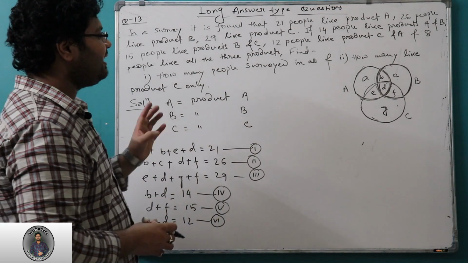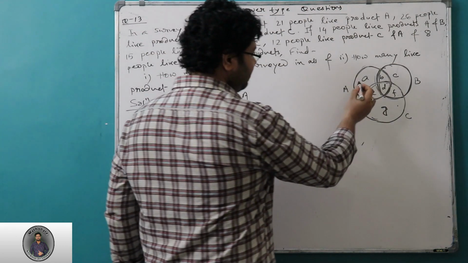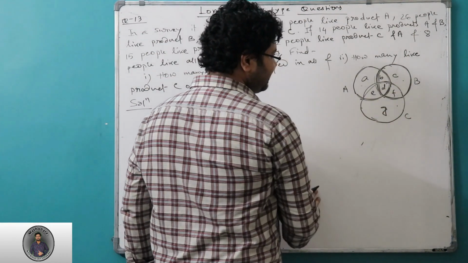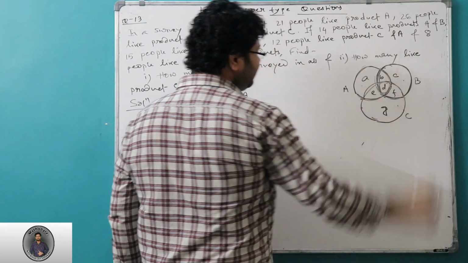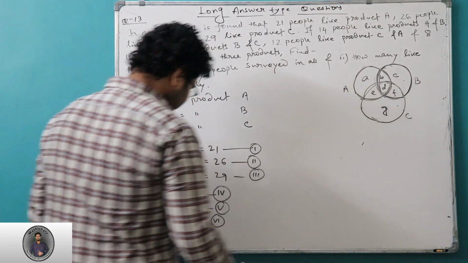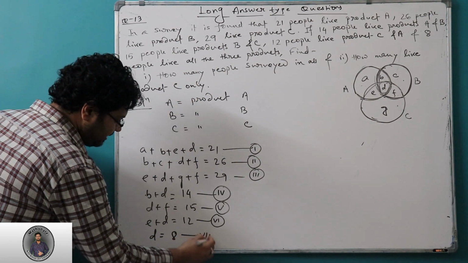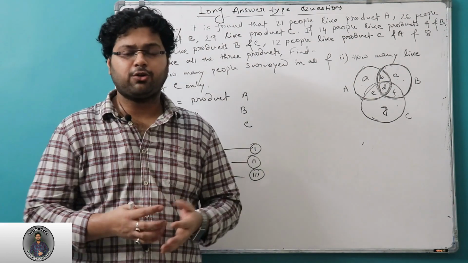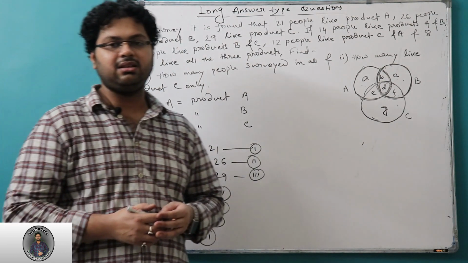And 8 people like all the 3 products, that is A, B, and C. And among these 3 sets A, B, C, the only common portion is D. So D will be 8, and I am naming it as 7. Now from these 7 equations we can easily find out the values of A, B, C, D, E, F, and G.